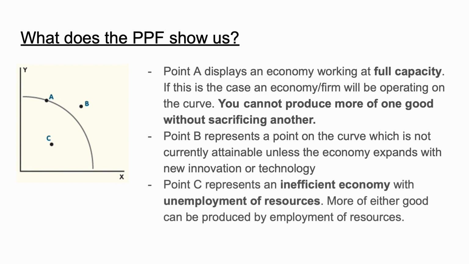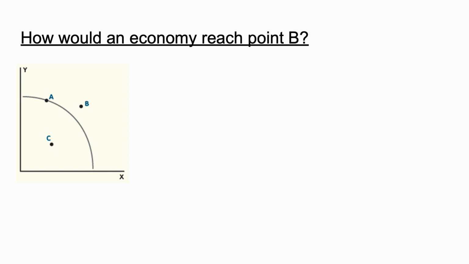Point C represents an inefficient economy with an unemployment of resources. So more of either good can be produced if the economy becomes more efficient and employs more of its resources. So all of the economy's resources lie within the curve. So how could an economy reach point B?